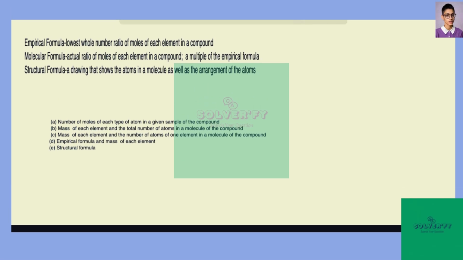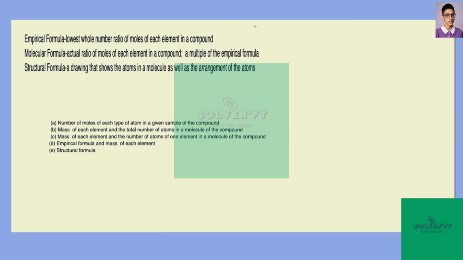To describe the composition or makeup of a chemical compound or a molecule, there are three different ways in which we can describe the elements present. The first is called the empirical formula, which is the lowest whole number ratio of moles of each element in a compound. So, for example, a compound might have an empirical formula of CH3. This means for every mole of carbon, there are 3 moles of hydrogen.